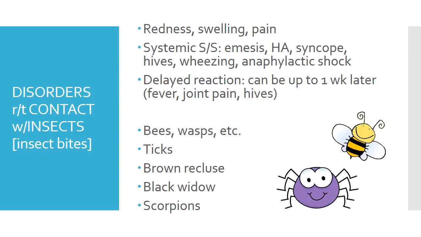So next we have insect bites, localized insect bites. You'll see redness, swelling, localized pain. If you start seeing systemic reactions, you may see children throwing up. They may have a headache, they may have syncope, so they may faint, be dizzy, have hives, wheezing, or even anaphylactic shock.